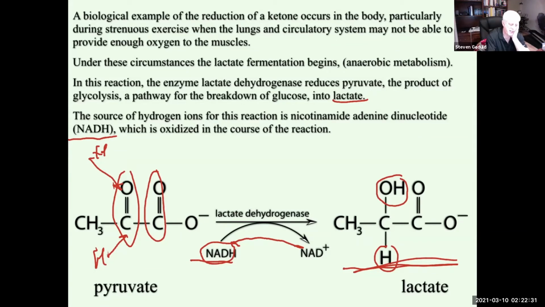So again, NADH goes to NAD+. That's lost the hydrogen, so NADH is being oxidized. If something is being oxidized, something else has to be reduced, and pyruvate is being reduced. You're adding hydrogen. Those are all terms we've been familiar with before. Now we're just seeing it in the body producing lactic acid, which causes your body to cramp up and stop exercising.